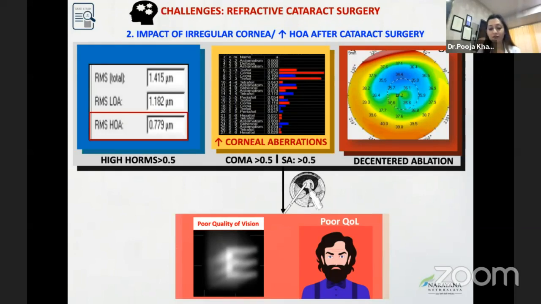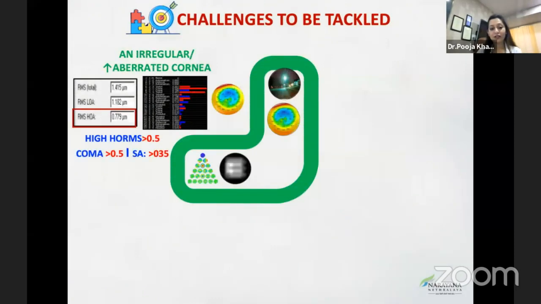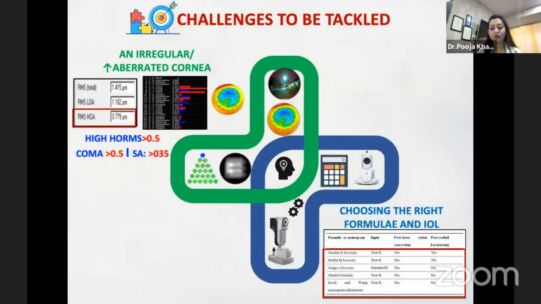You've cleared the lens, you've done the beautiful cataract surgery, but if you have not taken care of the cornea, then post-cataract surgery, the patients will have a poor quality of vision. So the challenges to be tackled in this case were, first of all, the patient had a decentered ablation and a highly aberrated cornea, and the second would be choosing the right formula.